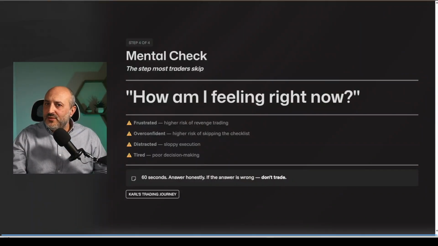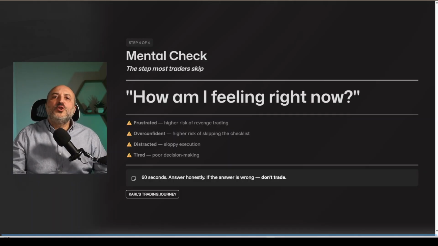Step 4 is the mental check. One question, 60 seconds. How am I feeling right now? Not "am I ready to trade?", because the answer to that is always yes when you want to trade. Just: how am I feeling? Am I calm, frustrated from yesterday's loss, distracted, overconfident from a big win, tired? I sit with that question for a few seconds and I answer it honestly.